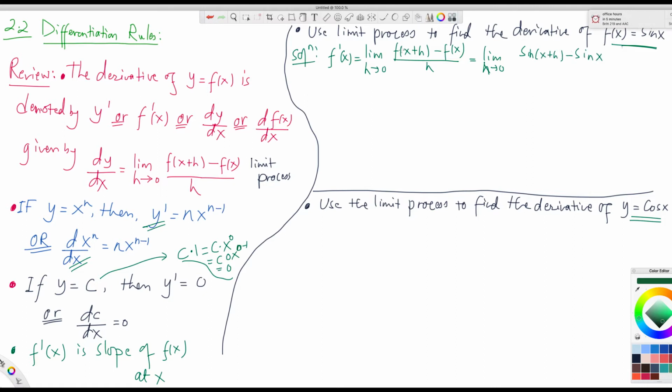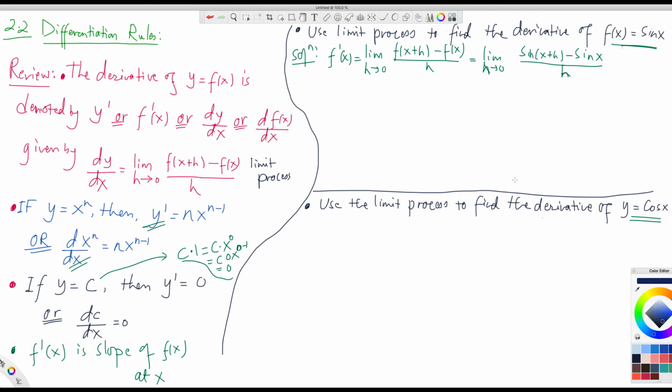Because f(x+h) minus f(x) is sine x divided by h. You see that? That is divided by h. Then what you do is you use the formula of sine(x+h).